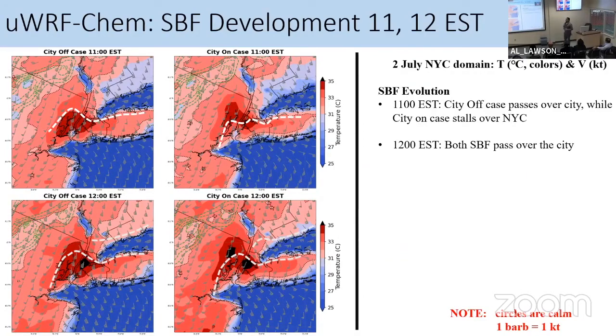At 11 and 12, here you see that the sea breeze front stalled a little bit once it reached the city, which for me was nice because I added the buildings, so that's what I wanted to see. And then at 12 was when the sea breeze front passed over the city.